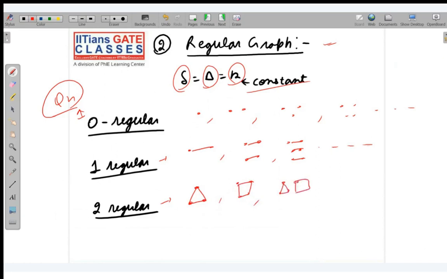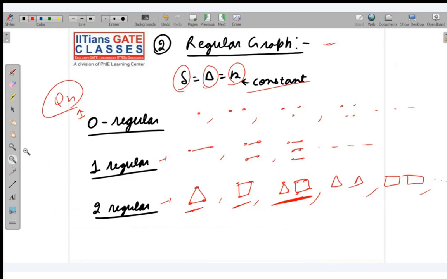Next, this. So this is a disconnected graph. This is a single graph only. Are you getting it? This is a graph. This is a graph. This is also a graph. And you can make another graph like this. You can make another graph like this. All these are 2 regular. Any doubt? Done, sir. No, sir.